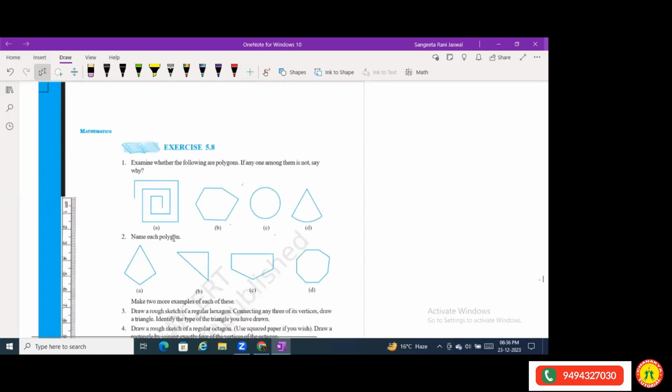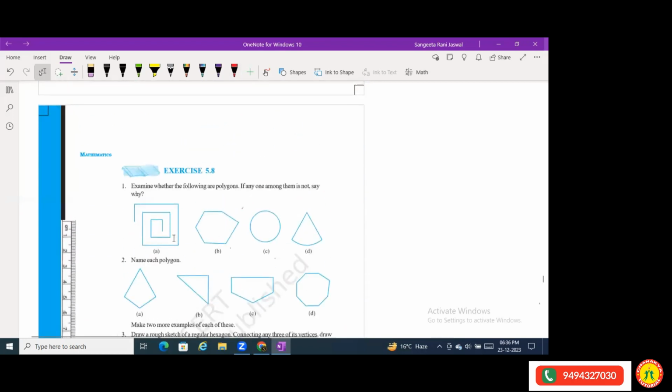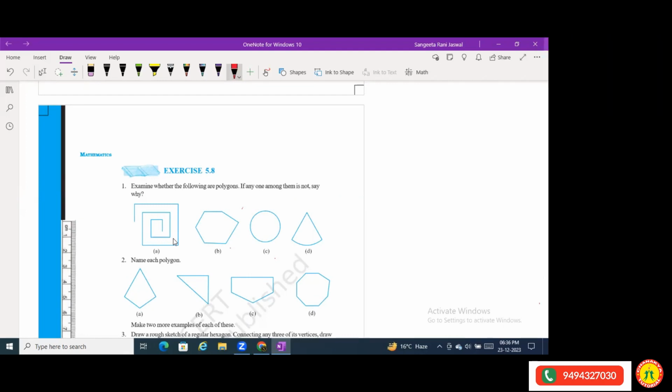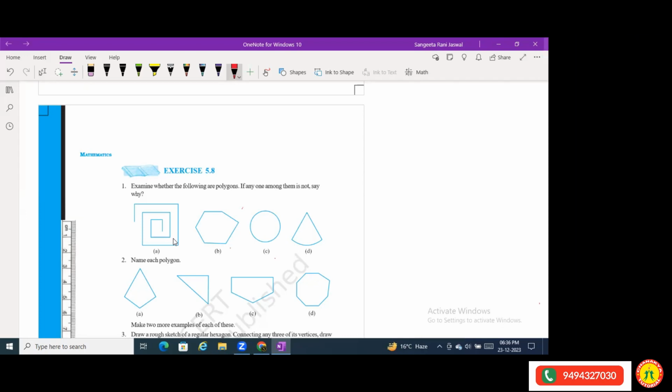Okay, now coming to this part. Examine whether the following are polygons. If any one among them is not, say why. Okay, now you have to identify. Ma'am, only B is polygon. Ma'am, A is an open figure, C is a curve, and D is a curve.